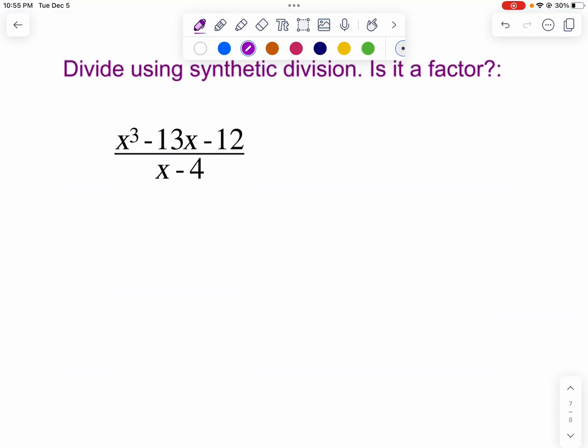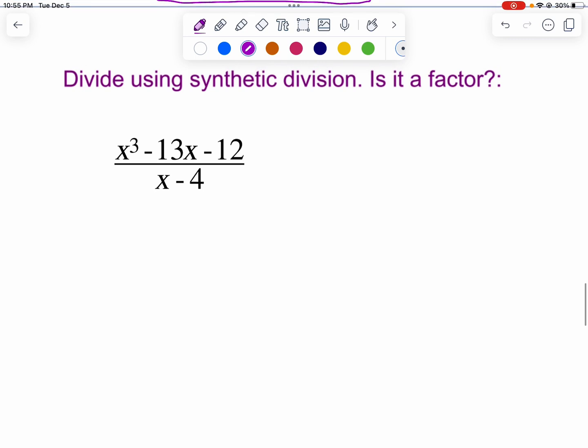Divide using synthetic division. Then decide if it's a factor. So here we have it in a little different format. We have a fraction bar, but we know fraction bar means division. Okay, and we know that x cubed minus 13x minus 12 is going to be our dividend. And we know x minus 4 is our divisor. So let's set it up.